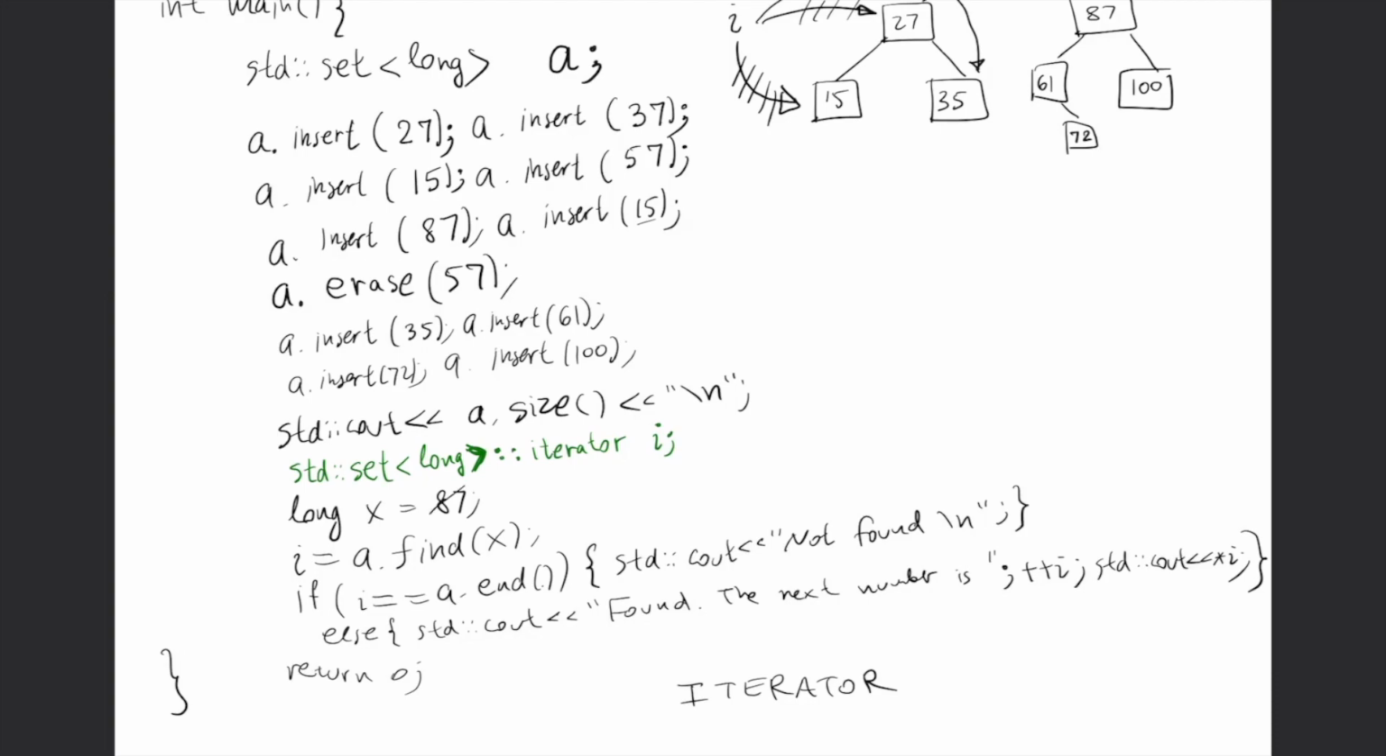However, if we change this x, so it's not 87, if we put 77, and then we recompile the program and run the program again, the message this time will be not found.